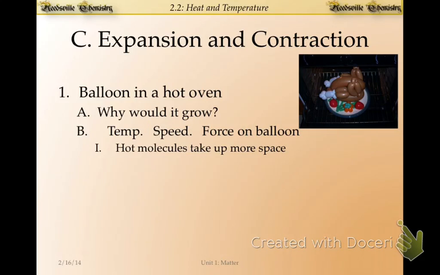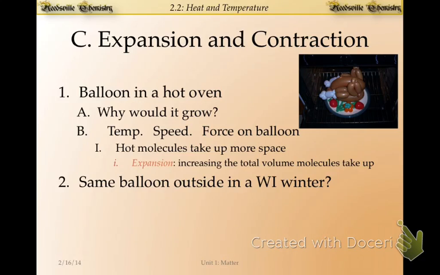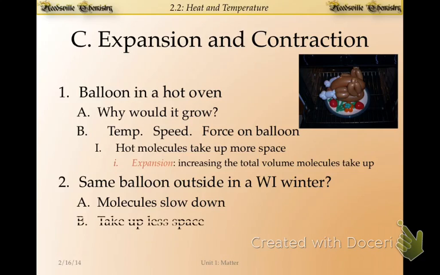And the rule is that hot molecules just take up more space. They take up much more space. We call this expansion. Expansion is just increasing the total volume that molecules take up. Now what if we take this same turkey and place it outside in a Wisconsin winter? Well, the molecules are going to slow down naturally, and they'll take up less space.